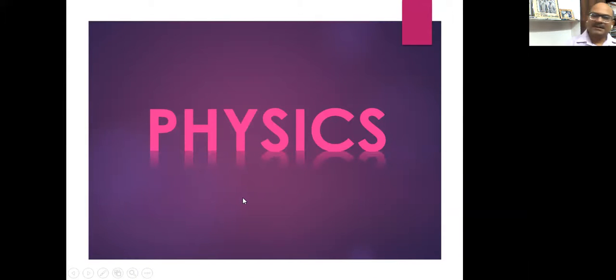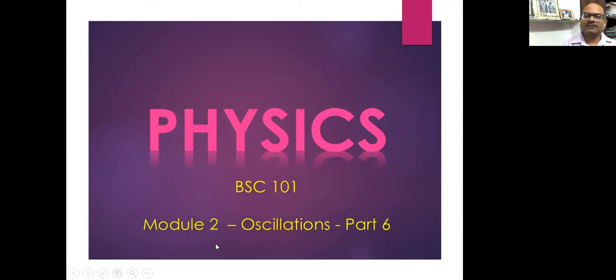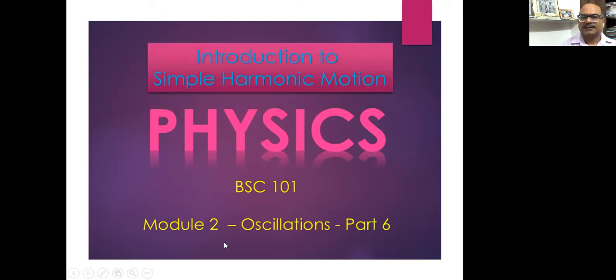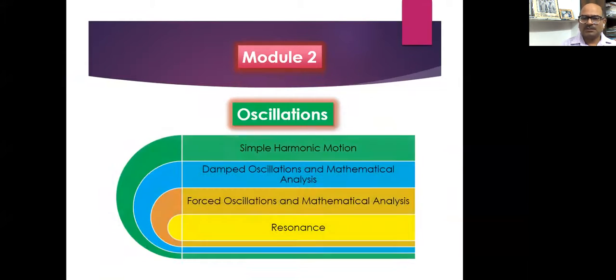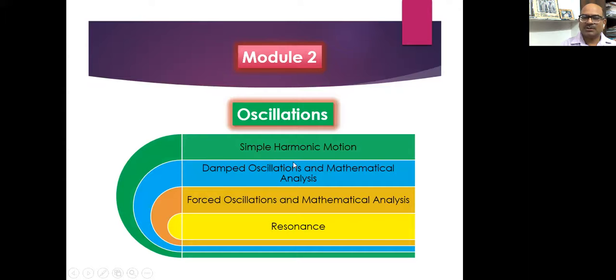So we are into the sixth part of our second module, oscillations, and we are discussing simple harmonic motion. We have discussed many of the parts of simple harmonic motion, but this is the first part, the introduction of simple harmonic motion, of the second module, oscillations. Damped oscillations, forced oscillations, their mathematical analysis, and resonance we will cover after SHM is over.